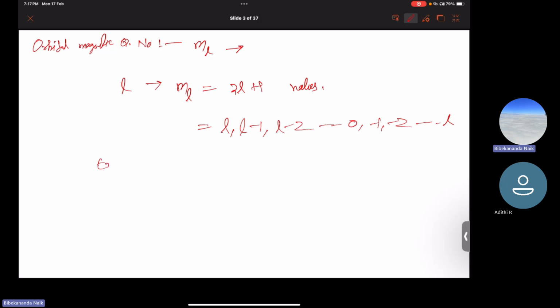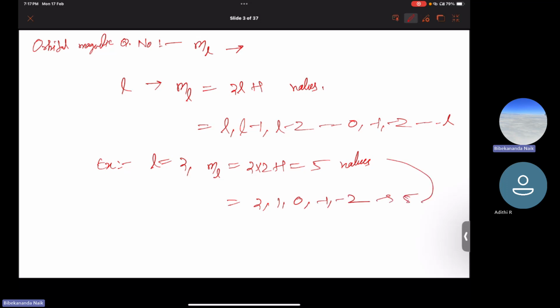For example, if l equals 2, then ml has 2 times 2 plus 1, that is 5 values. Those values are 2, 1, 0, minus 1, and minus 2. So total 5 values. This quantum number ml is related to the orbital moment of the electron. If you talk about the spin moment of the electron, then we have another quantum number, that is s, which is called the spin magnetic quantum number.